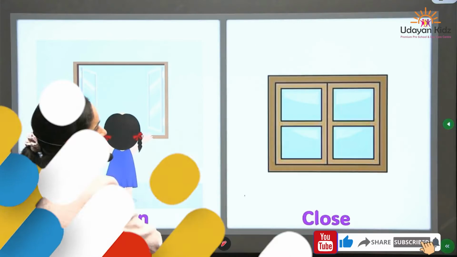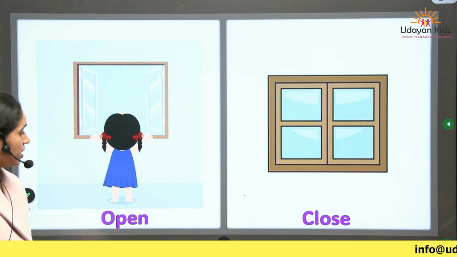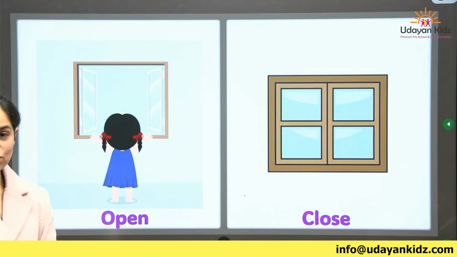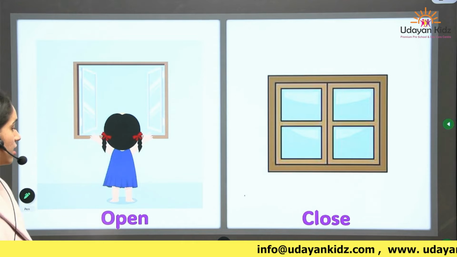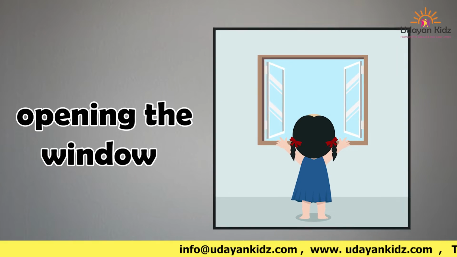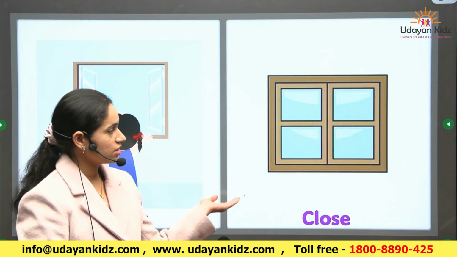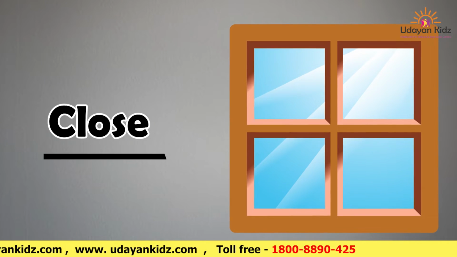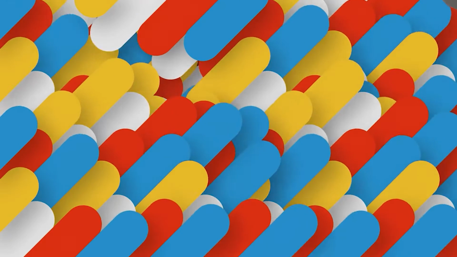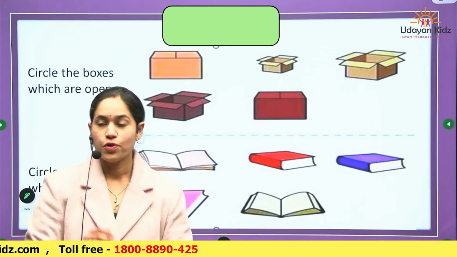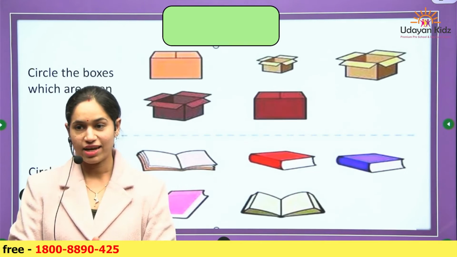So, let's move to the next slide. What is this little girl doing? This little girl is opening the window. And in the next picture, the second picture, the window is closed. So, I hope the concept of open and close is clear.